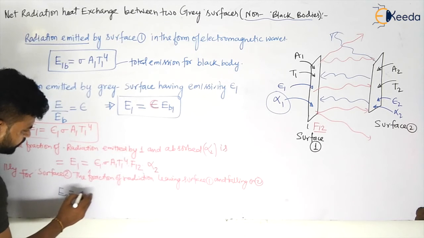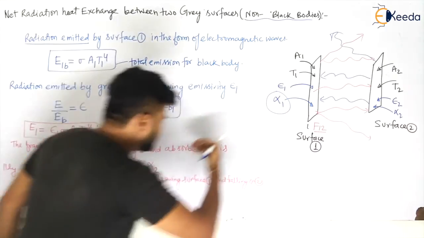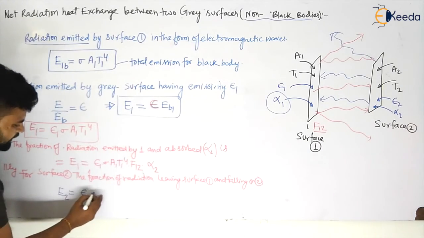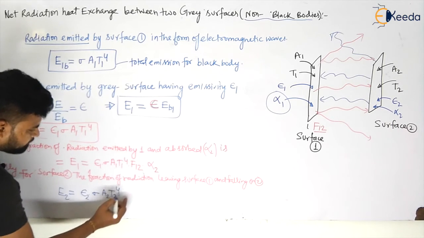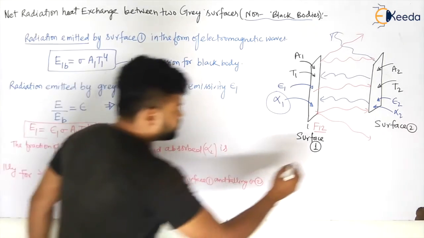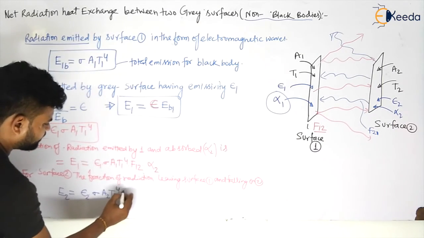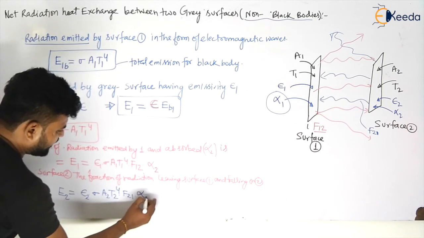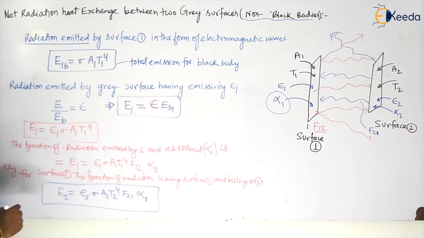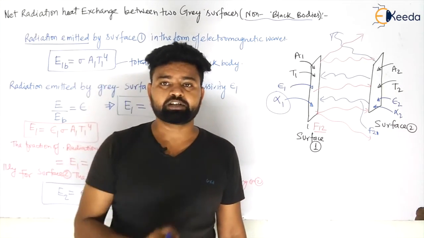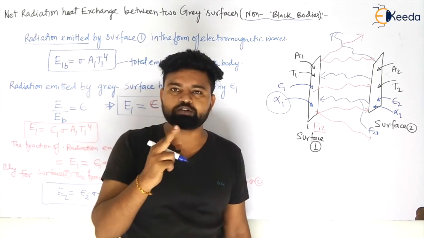So the E2 will become equal to, that is the emissivity will decide how much it is coming out from this second surface with the black body, that is nothing but sigma A2 T2 to the power 4 multiplied by F21, the fraction of radiation leaving 2 and falling on 1, multiplied by alpha 1 will decide, my dear students. So now I know E1 and E2. Can I calculate the net radiation heat exchange between the two non-gray surfaces?